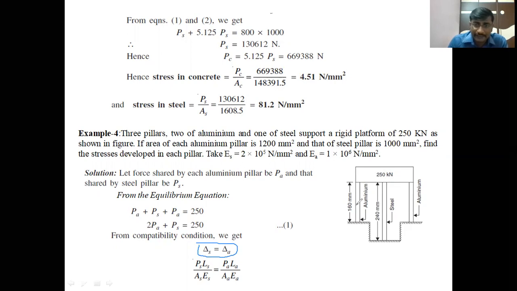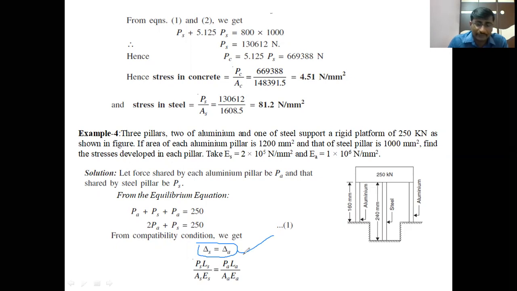Otherwise, if for example one of the aluminium pillars deforms less than the remaining one, then the 250 kilonewtons is not in equilibrium, and it will fall down. When the 250 kilonewtons remains on the pillars equally, each pillar is equally contracted, then only the 250 kilonewtons is in equilibrium position. That's why the deformation or contraction of each pillar is the same. This is taken as the compatibility equation for this case.